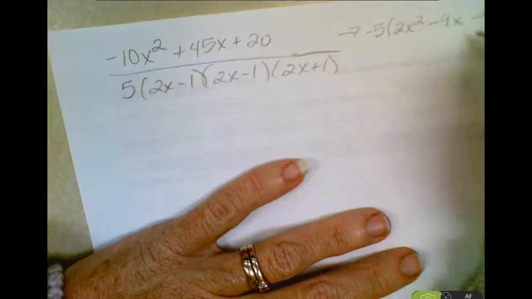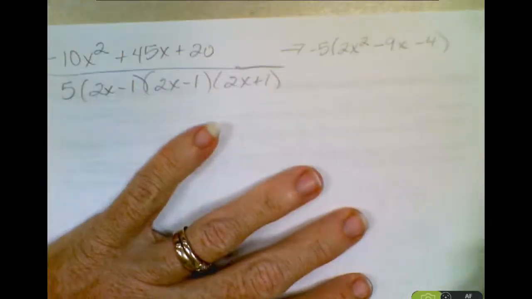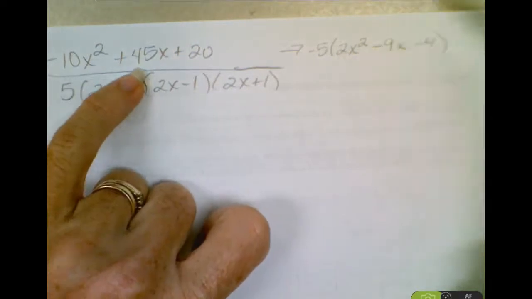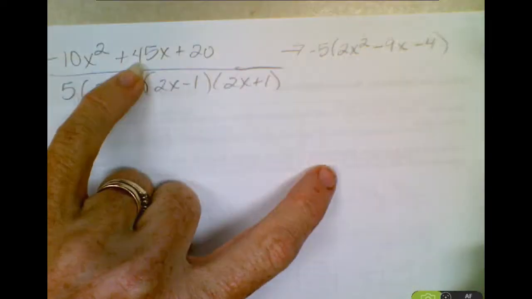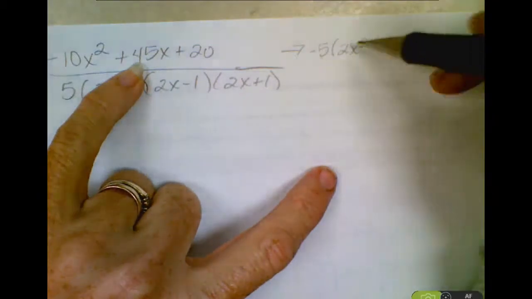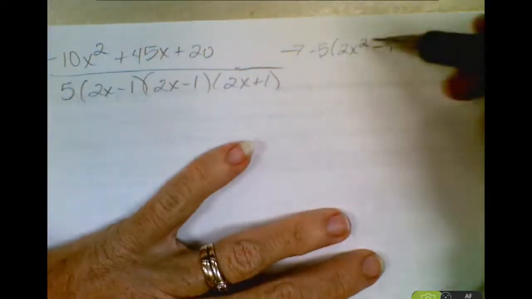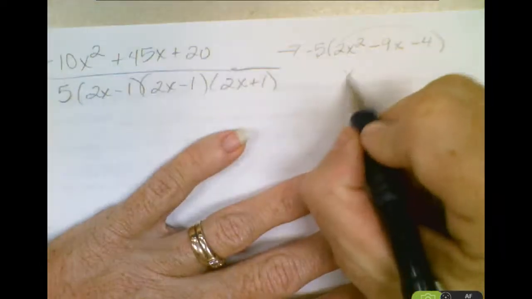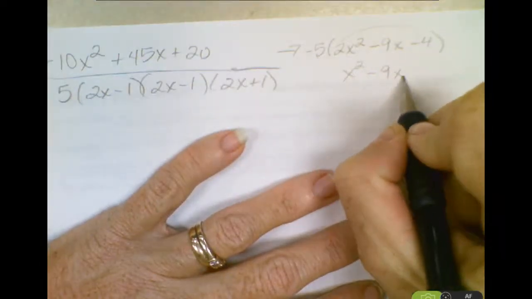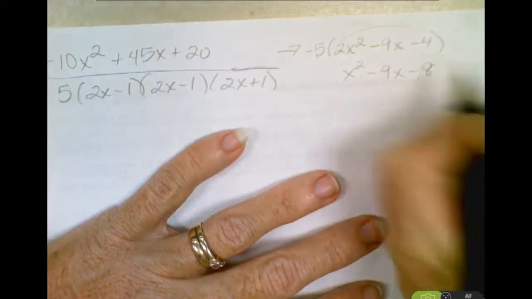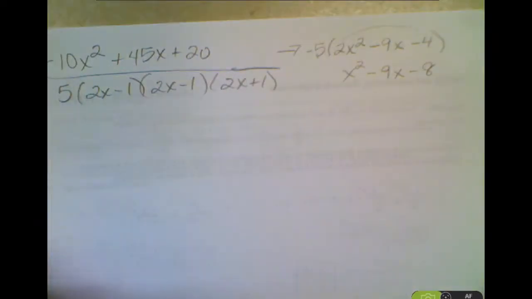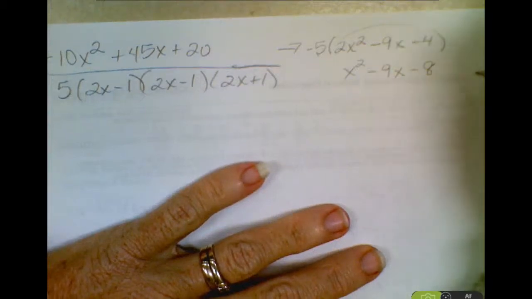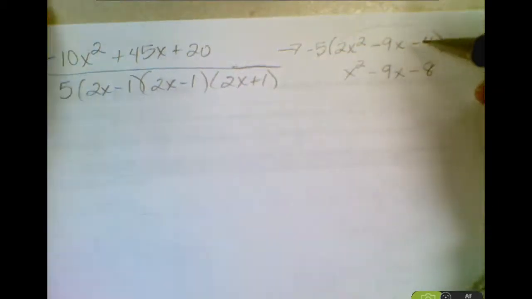Okay, so I'm just going to work with this part for a minute, this 2x squared minus 9x minus 4. Let's double check that. Negative 5 times 2 is negative 10. Negative 9 times negative 5 is 45, that's correct. And negative 5 times 4 is positive 20. So far I'm okay. I'm going to see if this is factorable. I don't know if it is or not, so we'll just see. If I use BFDs, I get x squared minus 9x minus 8. And I don't think that's going to be factorable because this would have to be a positive and a negative, and there's no factors of 8 that have a difference of 9, so that's not going to be factorable.